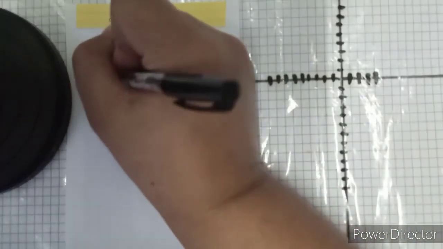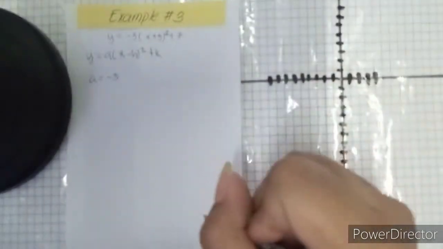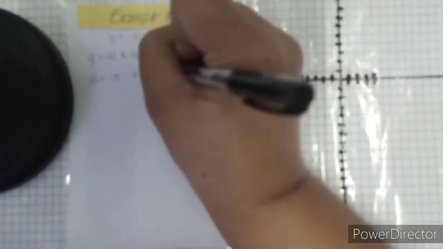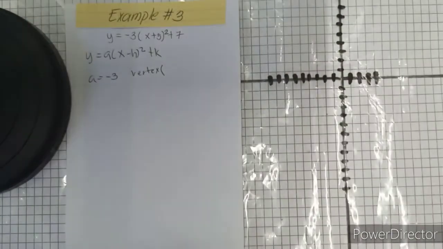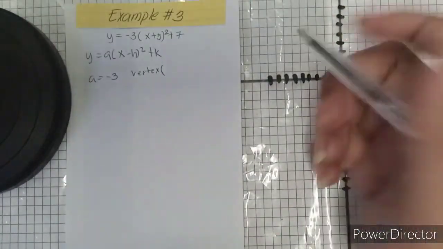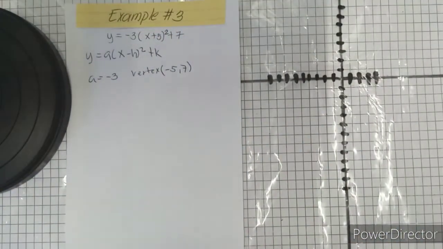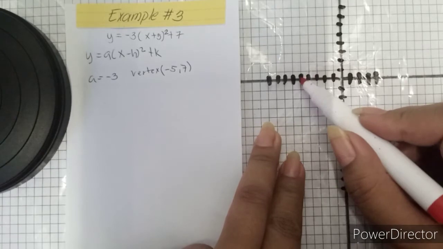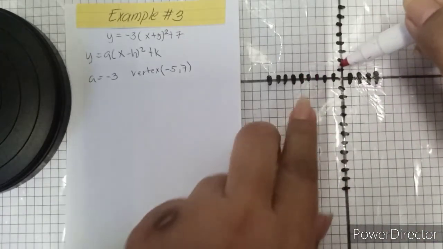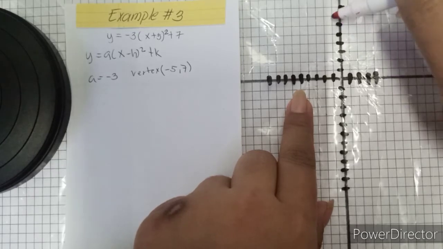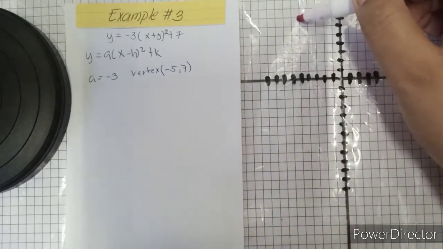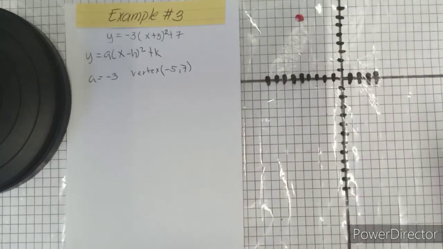So, now, let's find our value. So, for letter A is negative 3. For our h and k, which is our vertex, is from positive 5, magiging negative 5, and then 7. So, now, let's plot the points na. So, negative 5. So, negative 5 tayo. 1, 2, 3, 4, 5. Then, positive 7. So, 1, 2, 3, 4, 5, 6, 7. Andito po yung points natin. Okay? Now, yan yung vertex natin.